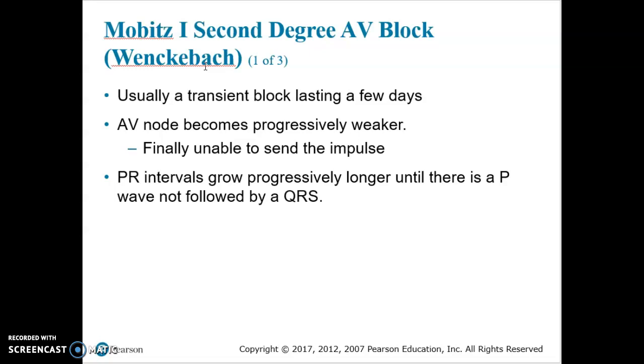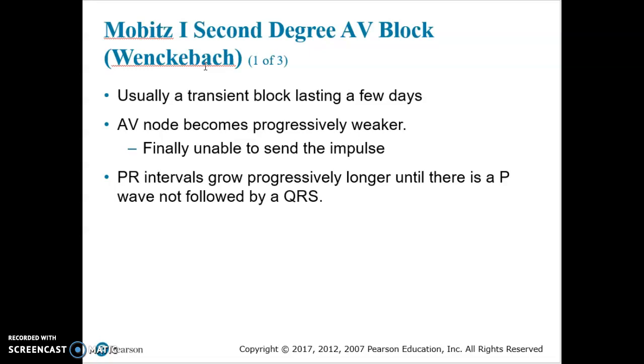What happens here is the AV node becomes progressively weaker, and it's finally unable to send that impulse. A lot of times we'll start out with a first degree heart block, and that first degree heart block will progress to the second degree heart block. So the AV node gets weaker, and it becomes less able to conduct that impulse down to the ventricles.